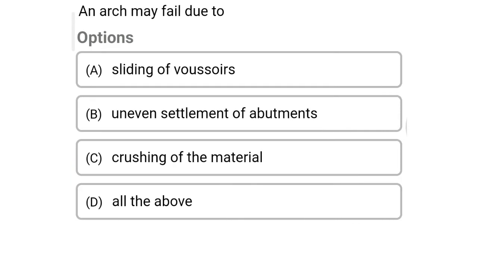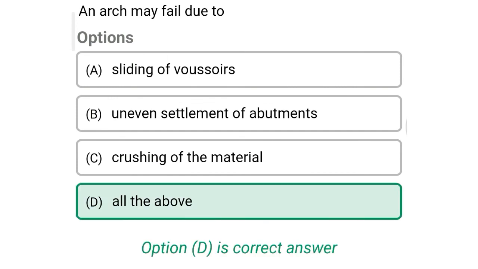So next question, an arch may fail due to option A sliding of abutments, option B uneven settlement of abutments, option C crushing of the material, option D all the above. So the correct answer is option D all the above.